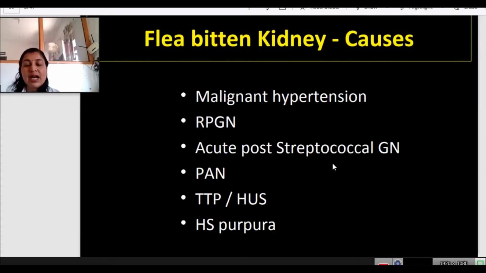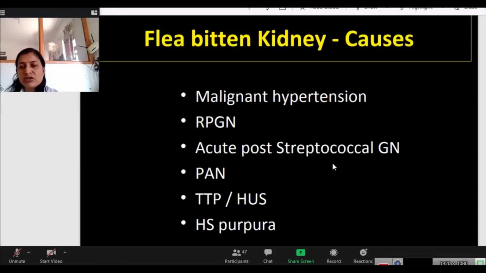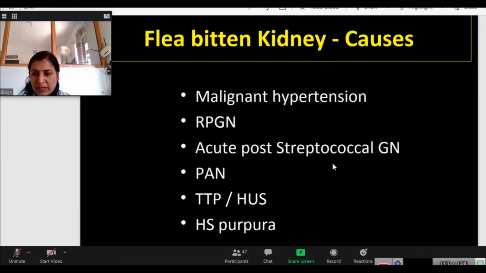Polyarteritis nodosa is one of the arterial diseases, an inflammatory arterial disease, also known as vasculitis. That vasculitis causes thickening of the wall, concentric enlargement of the wall, narrowing of the blood vessel, ischemia, and so on, and damaging the kidney. Then thrombotic thrombocytopenic purpura or hemolytic uremic syndrome, which occurs in the context of end-stage diseases or any sepsis or any disease that is going to be terminated. Or Henoch-Schonlein purpura is another form of vasculitis. So all these diseases can be associated with flea bitten kidney.